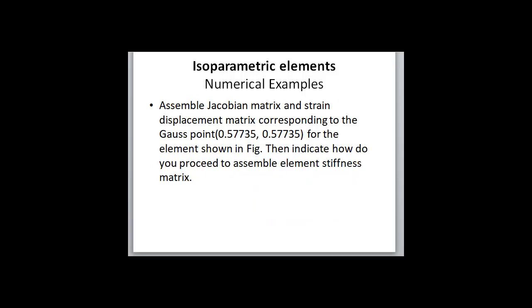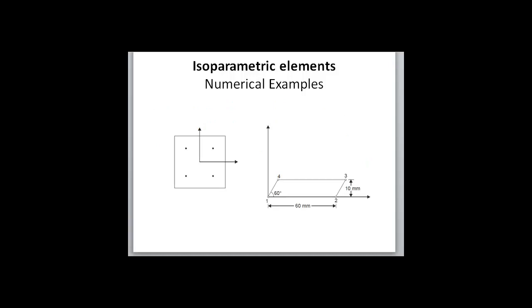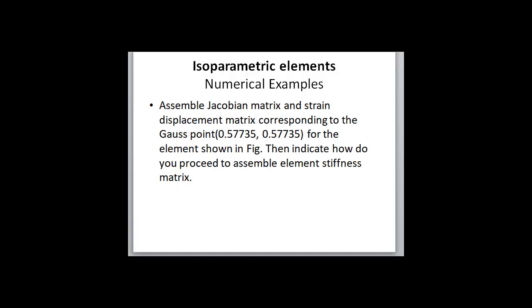Assemble a Jacobian matrix and a strain displacement matrix corresponding to the Gaussian point of 0.57735 and 0.57735 for the element shown in the figure. Then indicate how to proceed to assemble the element stiffness matrix. As I've already told you, solving an isoparametric element by the finite element method involves a lot of numerical calculation, but here we are asked to assemble the element stiffness matrix with these two Gaussian points. So this is the given question, and the Gauss points are given as 0.57735 and 0.57735.